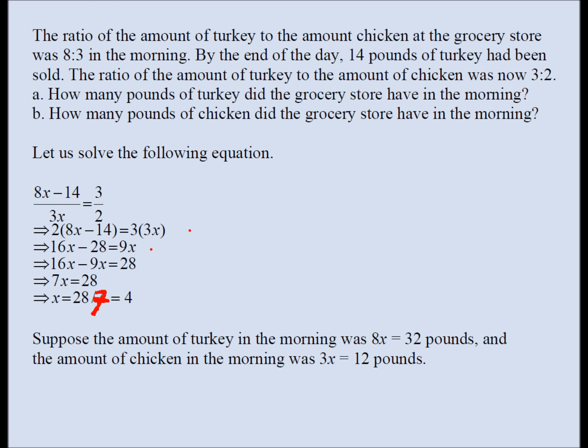So if x is 4, how many pounds of turkey did they have originally? Originally they had 8x pounds of turkey. If x is 4, it's 32. And how many pounds of chicken did they have? They had 3x pounds of chicken, and if x is 4, 3 times 4 is 12. So you get the same answer as before, which is obvious.